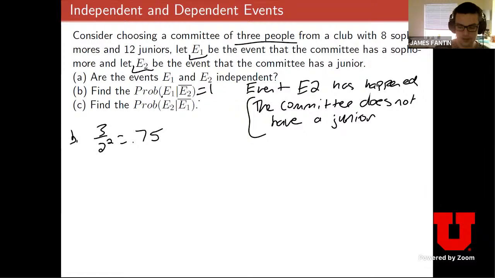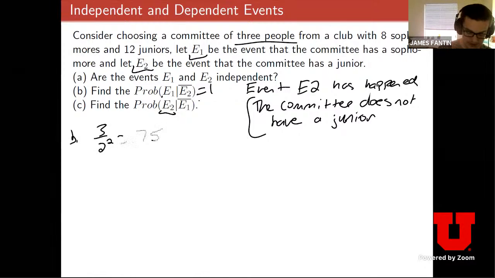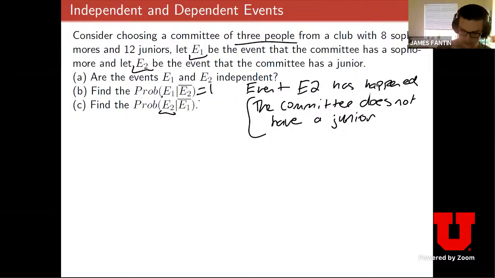All right, I don't see any yet, but if you have any, just type it out. And then part C is really similar, right? Part C is saying, what's the probability that our committee contains a junior, given that we already know the committee does not have any sophomores? So what would this probability be for part C? Yeah, somebody says 1 as well, and that's correct.